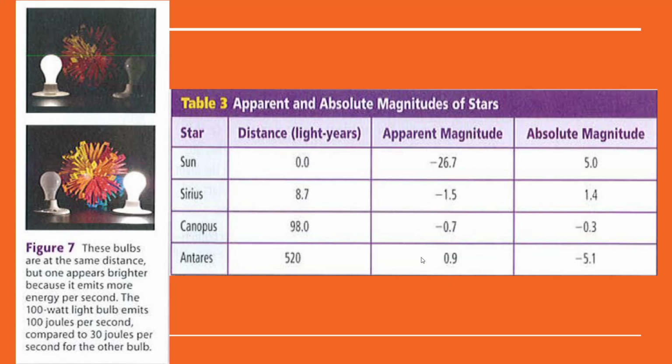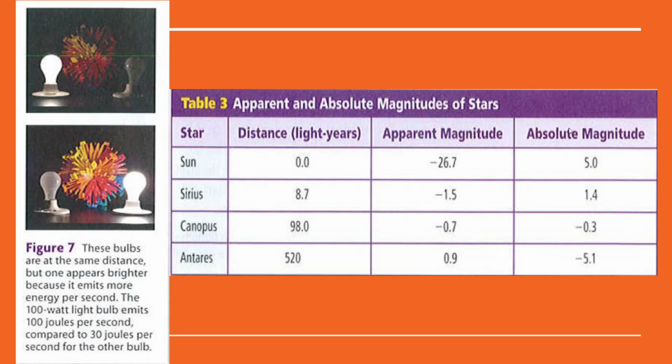But if we were to line them up all right next to each other, the Sun, Sirius, Canopus, and Antares, all right next to each other in a line, using a bunch of math, we would figure out that the actually brightest star would be Antares with a negative 5, because remember the smaller number means brighter. Then Canopus would be the second brightest star, then Sirius, and then the Sun would actually have a 5, which is not negative at all, which means it's actually kind of dim.